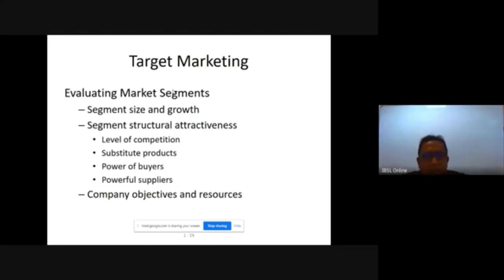So how do you target certain segments? Size and growth, and attractiveness are key requirements that you consider. The segment should be sizable, it should be a growing segment, and it should be structurally attractive, like what level of competition is there, what substitute products are already pushed to those segments, and the power of buyers and suppliers in those segments, and so on.